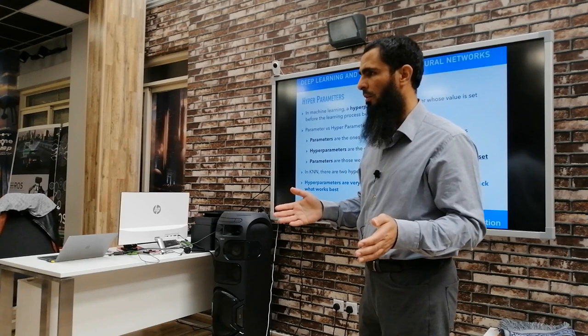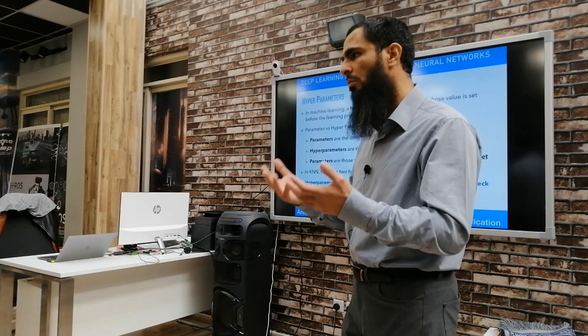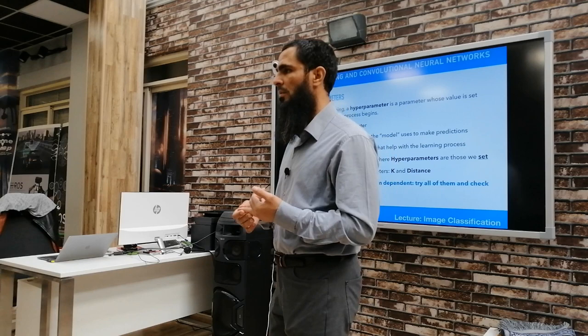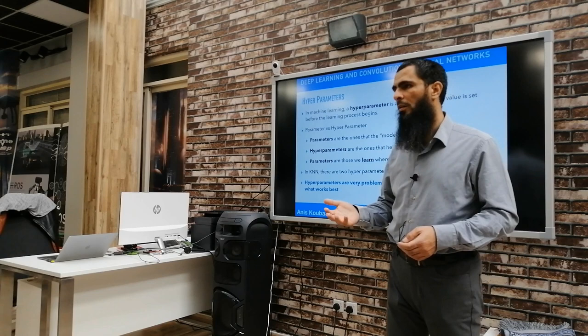The parameters, on the other side, are the ones of the model used to make predictions. For example, K is not used to make predictions, but it is used to develop the model. Okay, in KNN, there are two hyperparameters, K and the distance. The distance can be Manhattan or Euclidean distance. And the K can be a number 1, 2, 3, 4, 5, you can choose it. Okay, so these values don't make part of the model, but they have an impact on the final result.